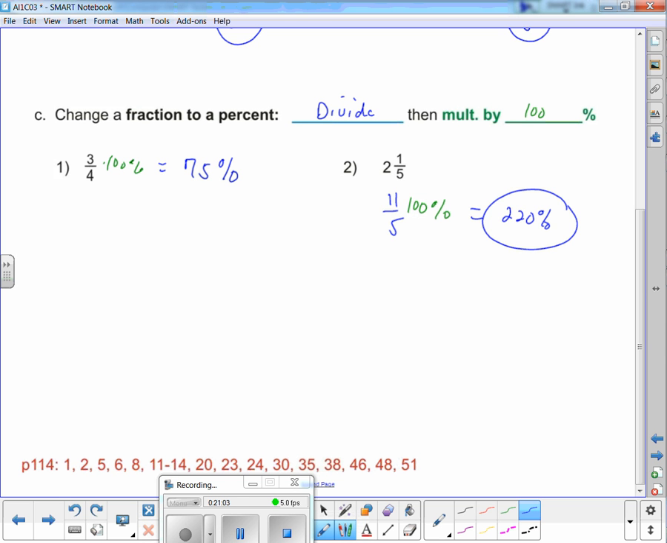And that makes sense because every whole number is 100%. This would have been 8 1/5, it would be 820%. You know, if this would have been 77 1/5, it'd be 7,720%.